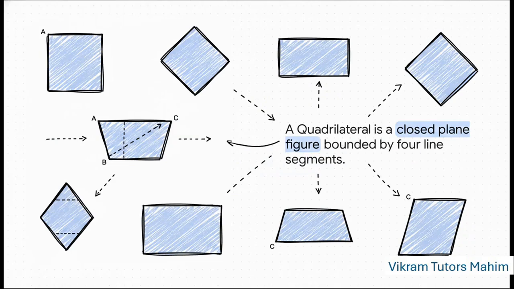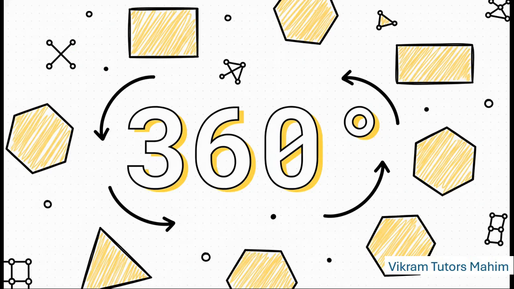So meet the quadrilateral. To put it simply, it's any polygon with exactly 4 sides. And here is the magic number. Their interior angles always add up to 360 degrees, every time.